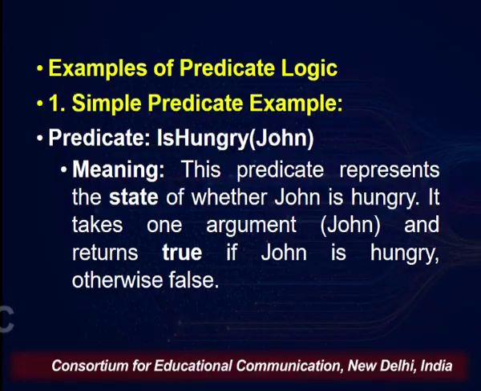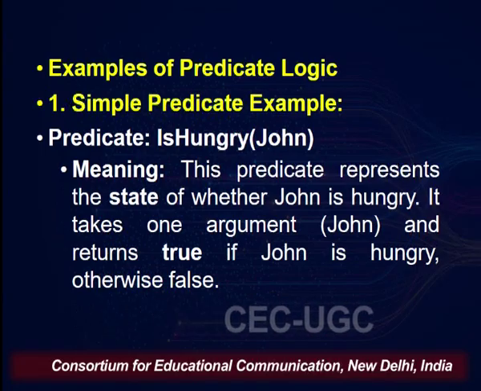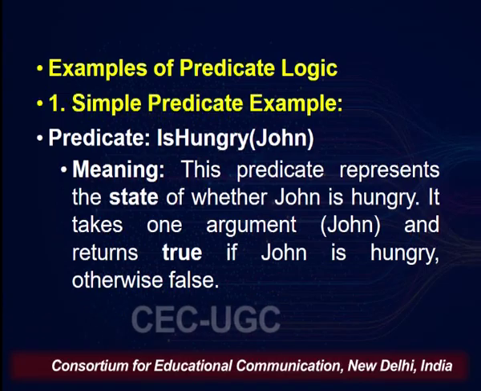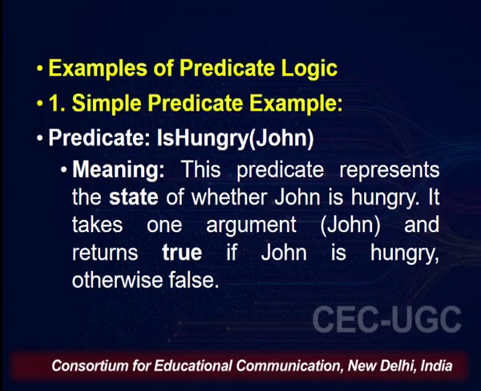Then if we look into some examples of predicates, for example, we have seen is hungry X, or if we pass a constant in place of X, for example, is hungry John, which means the predicate represents the state of whether John is hungry. It is taking one argument, which is John, so arity is 1, and it will return true if John is hungry, otherwise it will return false. That is very well understood and self explanatory.